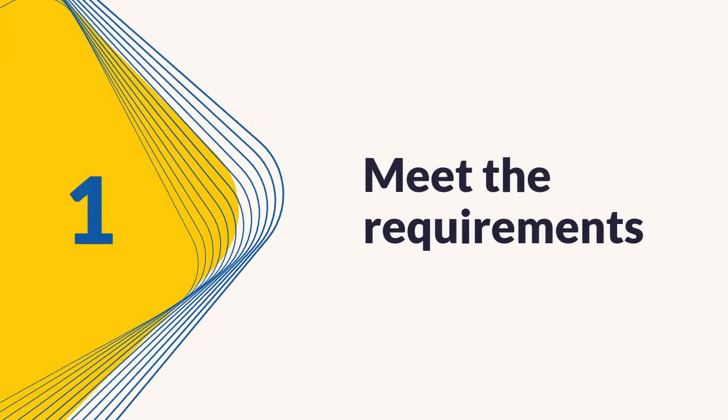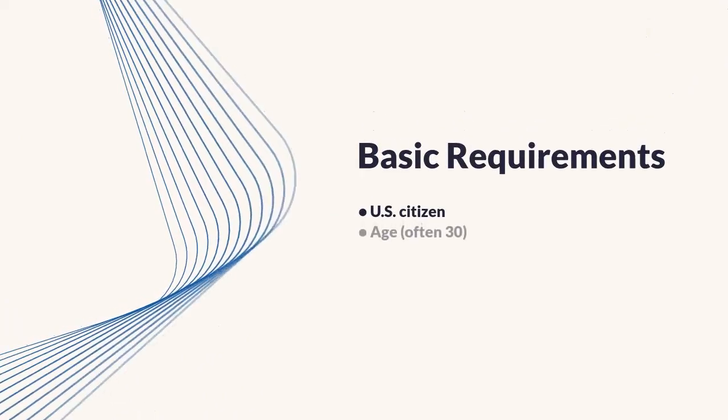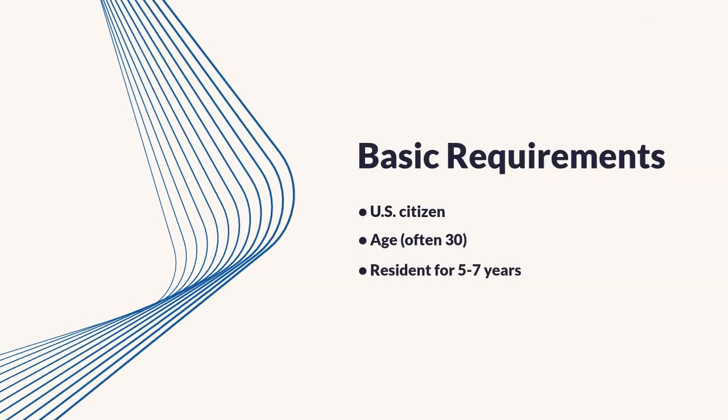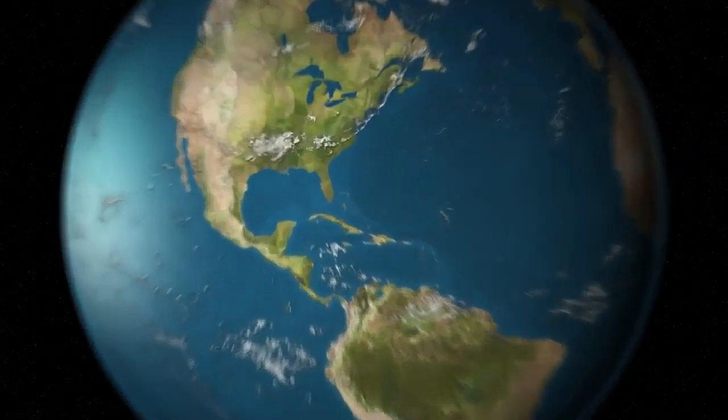First, a candidate has to meet the basic requirements to even run for office. These rules aren't the same everywhere, they're set by each individual state's constitution. Generally, though, a person needs to be a U.S. citizen, be a certain age, often 30, and have lived in the state for a specific period, maybe 5 or 7 years. This ensures they have a real connection to the state they want to lead.